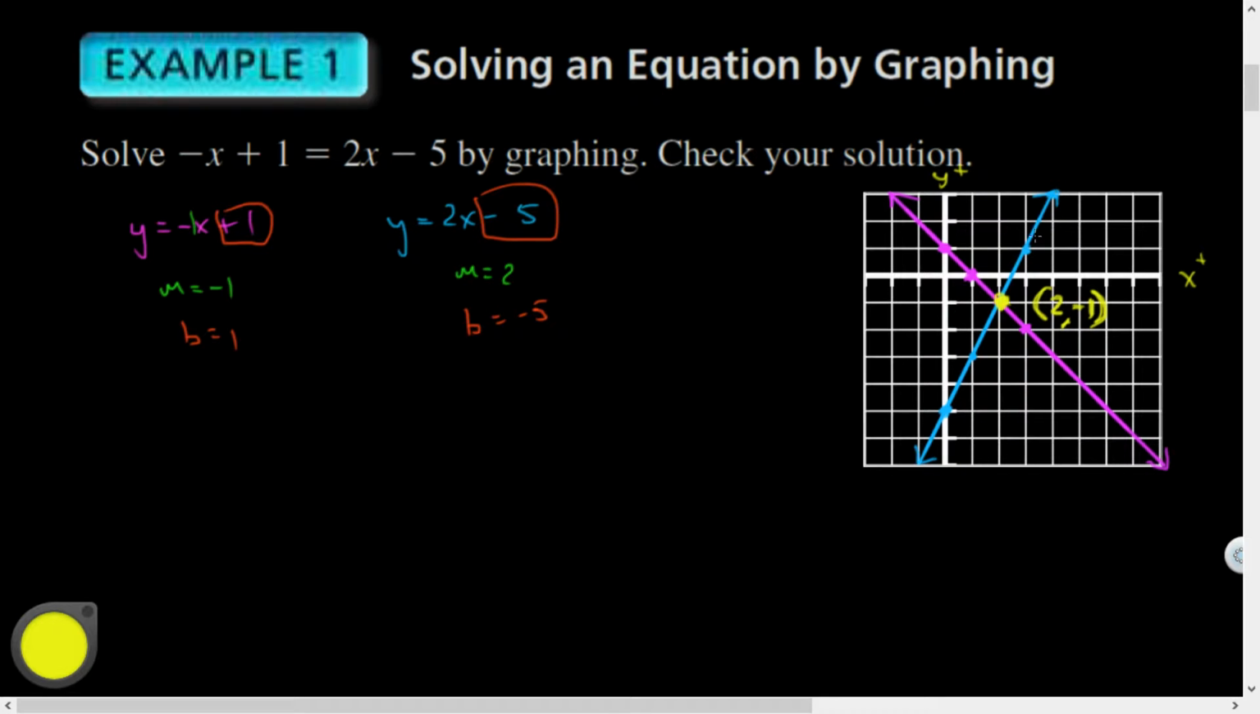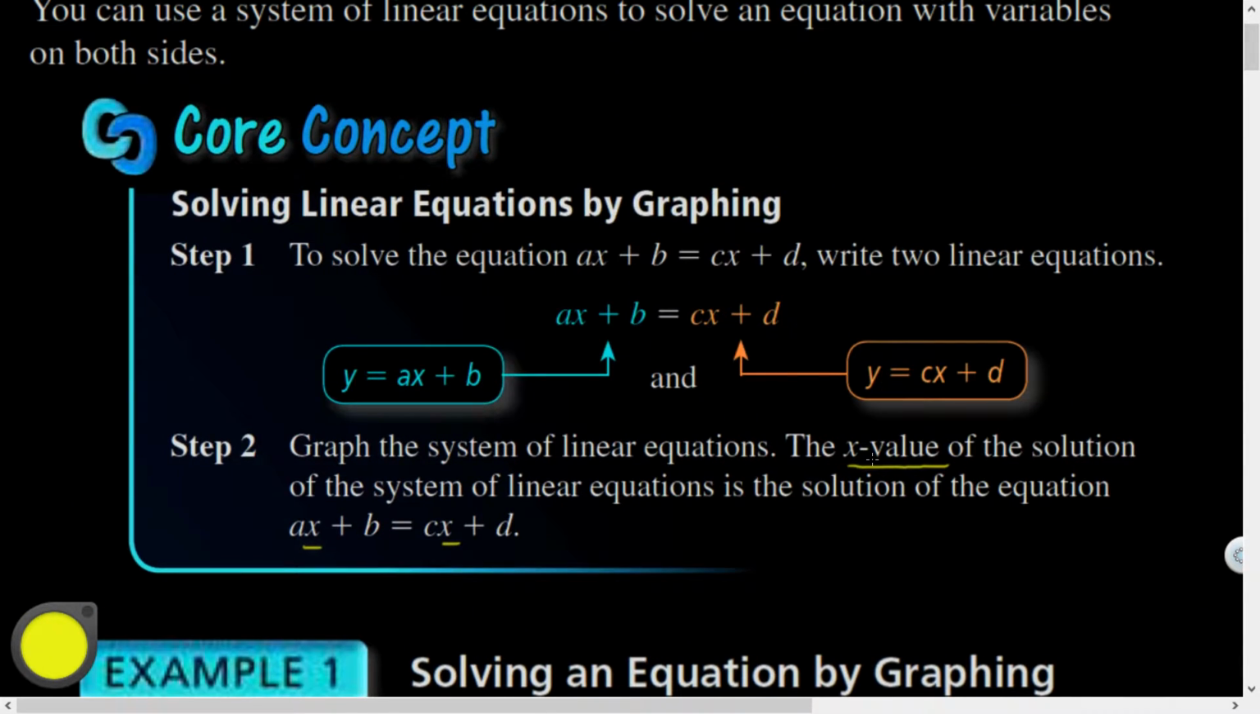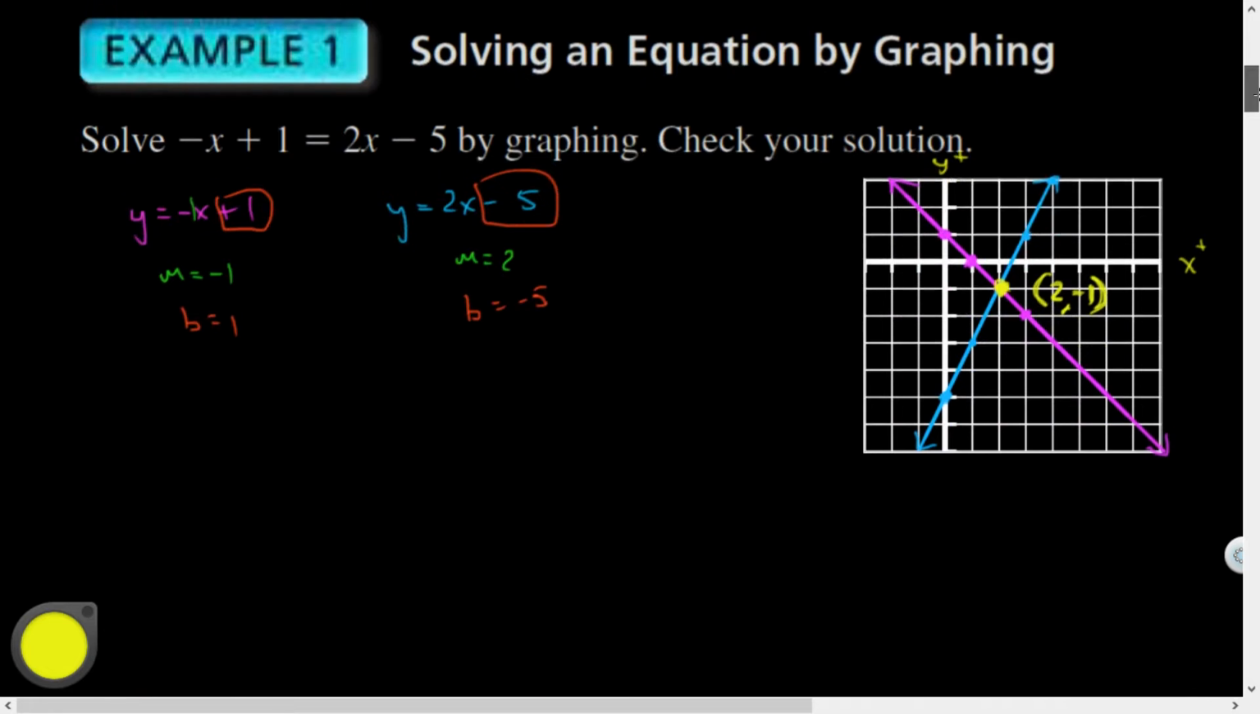All right, so 2, -1 is the intersection of those lines, but they told us moments ago that the solution of my system is the x value. The x coordinate of the intersection will be our solution. So x equals 2, we are claiming, is the solution of the original equation.